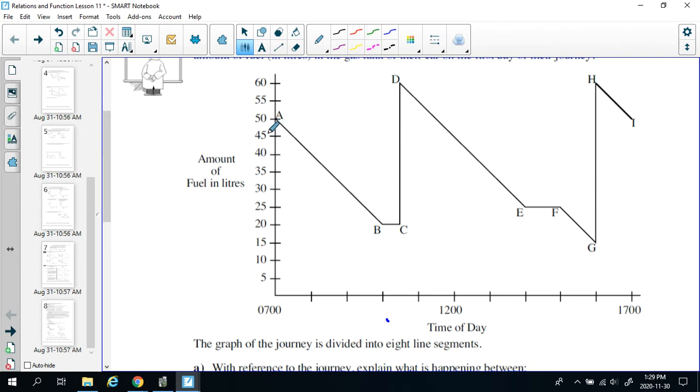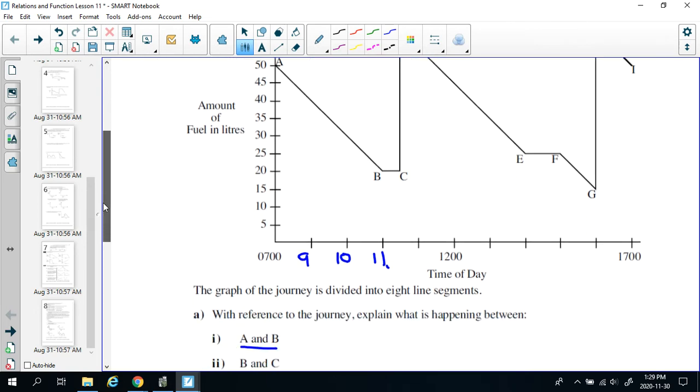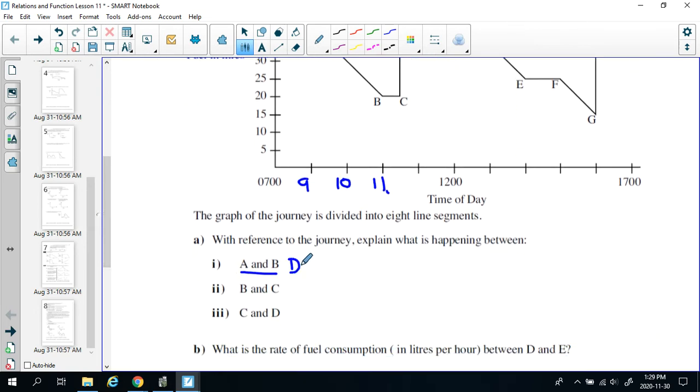So what's happening is from A to B, we're driving, and specifically we're driving from 0700 hours to like 9 o'clock to 10 o'clock to 11 o'clock. So maybe what I could say right here to describe this is I could say that we're just simply driving. Okay, so I could say we're driving from 9 a.m. Oh, not 9 a.m. So we're starting at, oh my goodness, I cannot count.